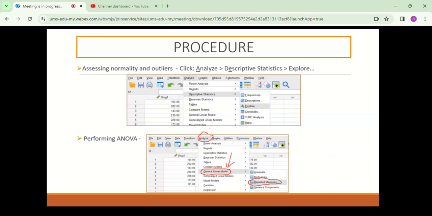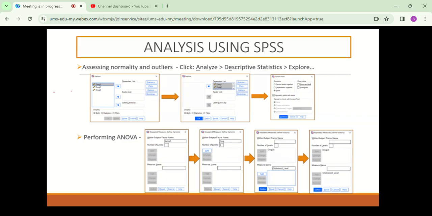Remember, first click analyze and then general linear model. Okay, and then repeated measures. And then it will open this dialog box, as you can see from the slide. In the slide, we can see that the dialog box has listed 3 variables, drug 1, drug 2, and drug 3. What you need to do is transfer all these 3 into the dependent list, because they are not categorical variables. They are continuous variables from different drugs.